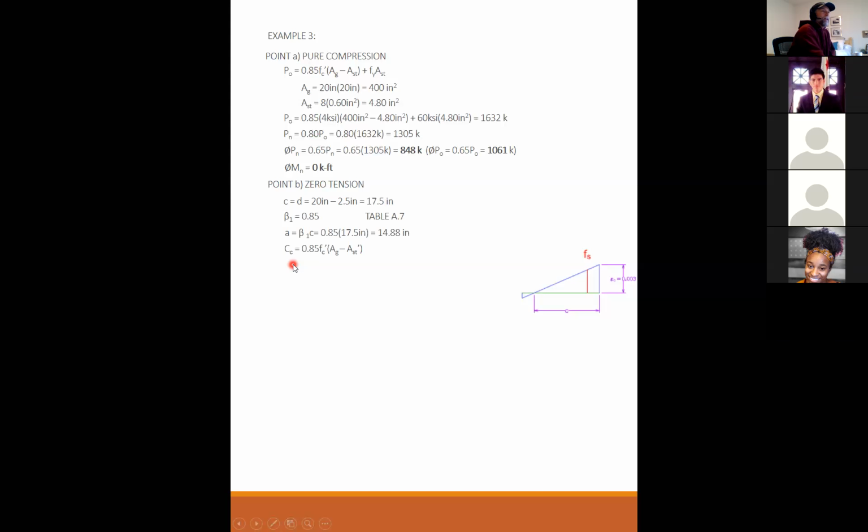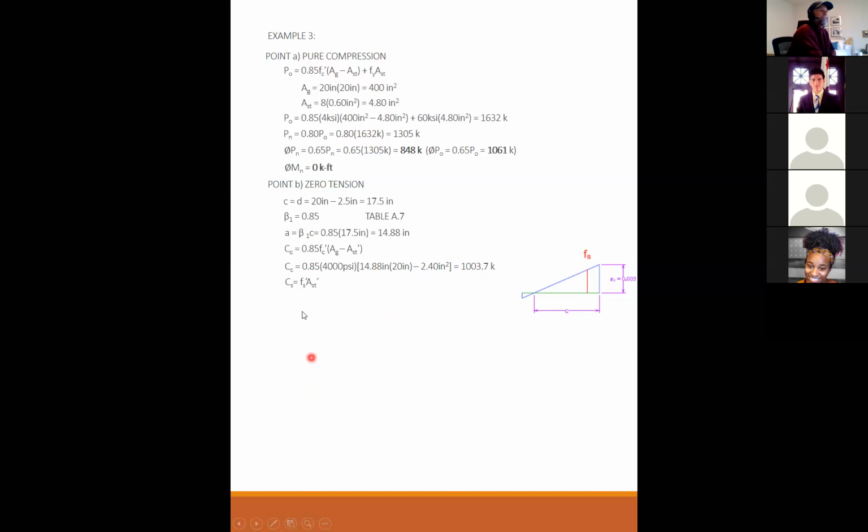Cc, the compression in the concrete, is 0.85 f prime c times the gross area minus the area of steel. So I plug in my 4,000, my 14.88, 20 wide. Half of my steel is in the compression zone, and I have 1,003.7 kips.